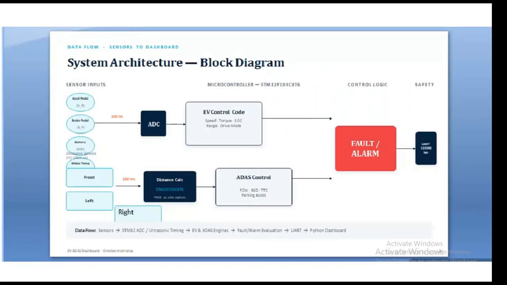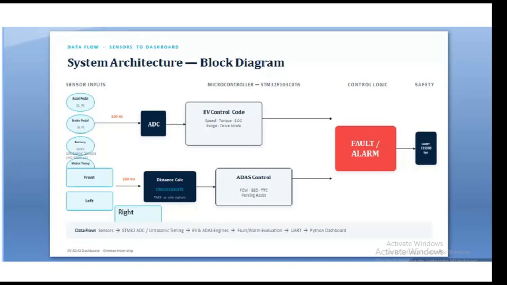This slide shows the overall architecture of our EV ADAS dashboard system. On the left side we have the sensor inputs. The accelerator pedal and the brake pedal provide analog inputs, while ultrasonic sensors are placed at the front, left, and right sides of the vehicle to detect nearby obstacles. The analog signals are converted into digital values using the ADC.